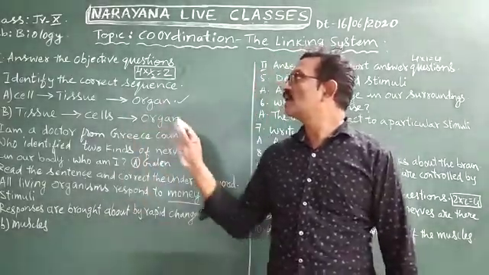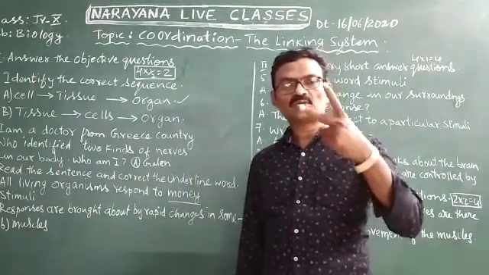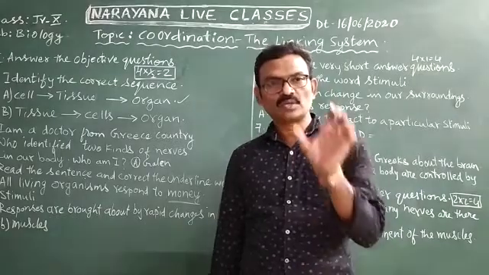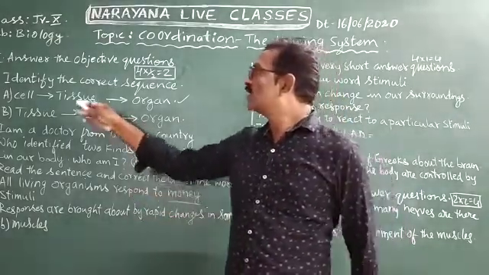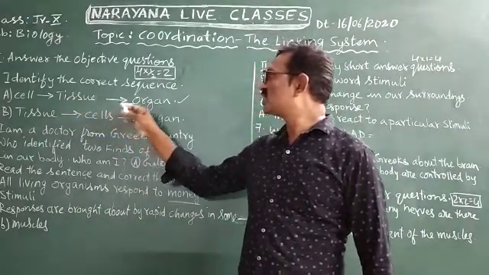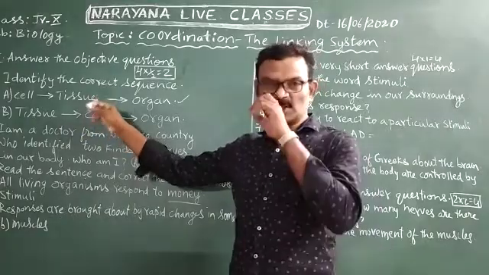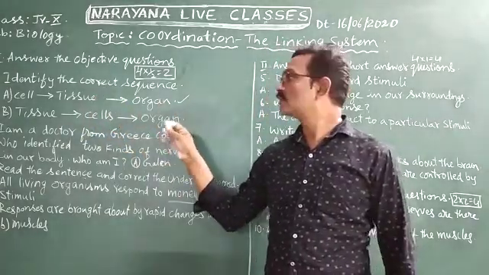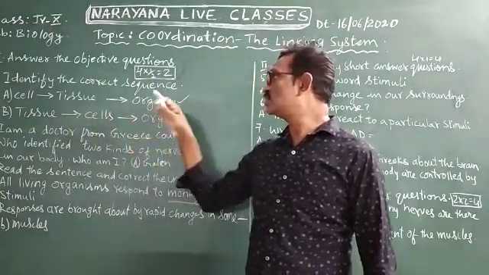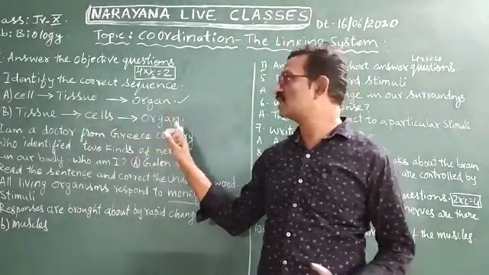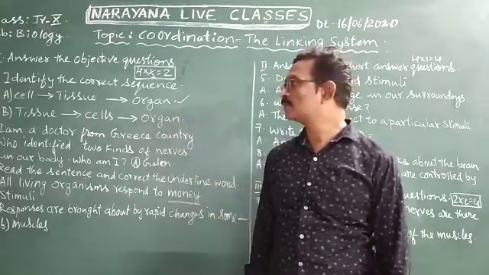The first one, identify the correct sequence. That means two groups will be given to you, group A and group B. Now let us see what group A is. Cells, tissues, organs. Cells together form tissues, tissues together form organs. Now B, let us observe. Tissues together form cells, cells together form organs. Say no, it is not a meaningful group. So group A is the correct answer.